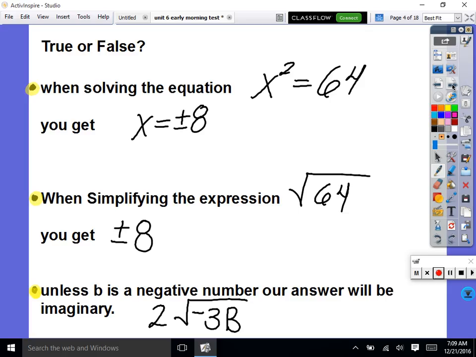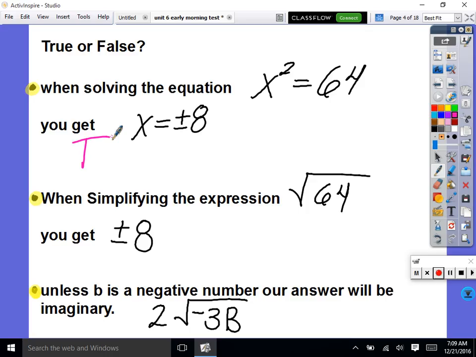True, right? You have to put plus or minus because remember what we're talking about is what squared equals 64. When you solve for x using algebra, you're literally just finding the x value that will make this a true statement. So positive 8 squared works and negative 8 squared works. So this would be a true statement. Okay, the next one.